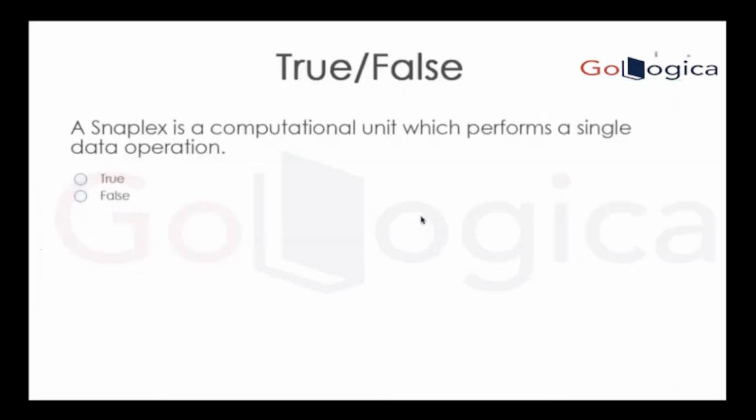Right, so first one: a Snaplex is a computational unit which performs a data operation. True or false? I think it's a snap. A Snaplex is a processing environment for multiple computational units. Yeah, it's false. Snaplex is not a computational unit, it doesn't perform a single data operation. The answer is a snap. A snap is a computational unit which performs a single data operation. So obviously this is false.